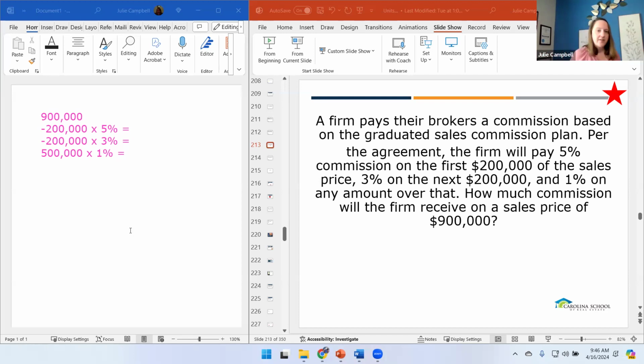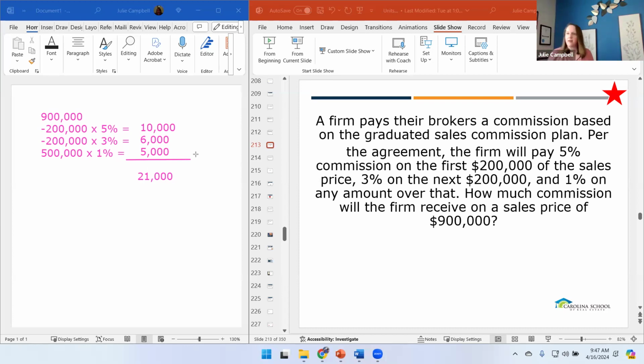So now we pick up our calculators. 200,000 times 5% is 10,000. 200,000 times 3% is 6,000. 500,000 times 1% is 5,000. And when I add all that up, how much do we get for the firm's commission? We get 21,000.